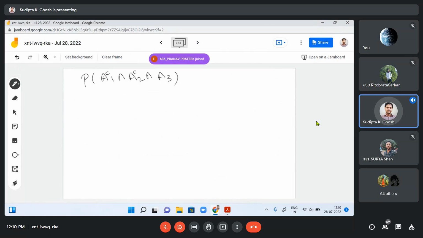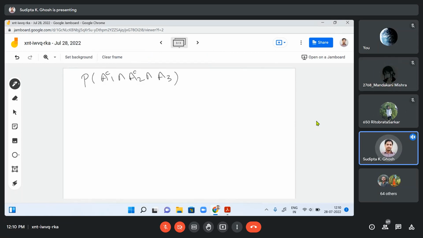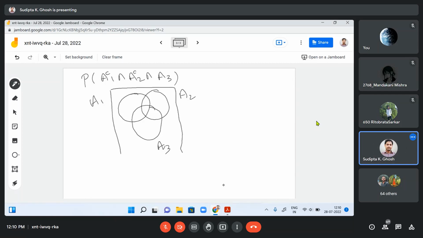Tell me one thing. You have studied the so-called Venn diagram, correct? Generally we study 3 circles. Suppose that is A1, that is A2, and that is A3, and this is the total region. Everyone, look carefully. If I write A1 complement, what is the meaning? Except A1, all the parts. Exactly.